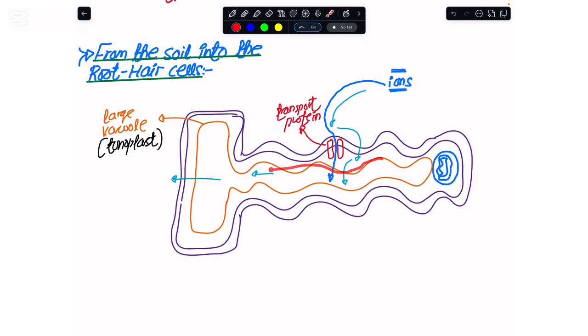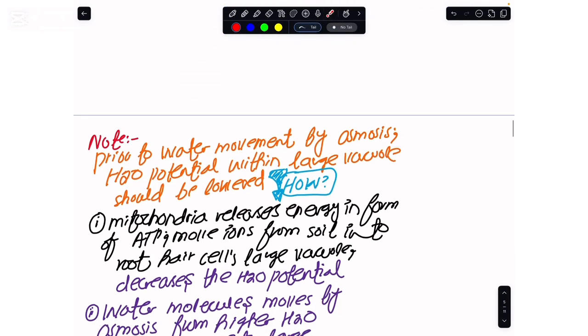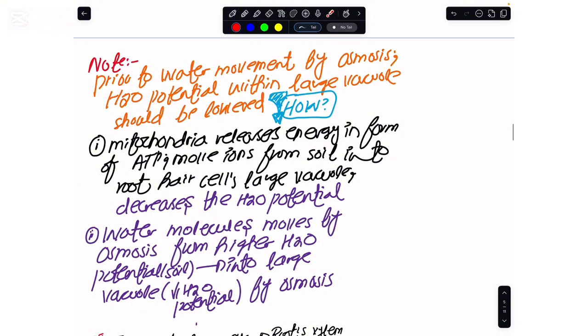Now once we have moved the ions into the large vacuole, they would automatically lower the water potential, or the number of water particles, in the large vacuole of the root hair cells, and in that way the water potential in the surrounding soil would increase. And as a result, the water would now move by osmosis and come into the large vacuole of the root hair cell. So here comes a note that prior to the water movement by osmosis into the root hair cells, the water potential within the roots has to be lowered.